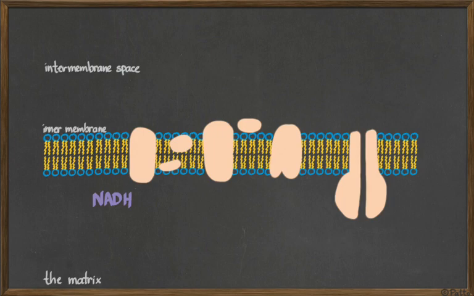Now they are brought in here and they give away the hydrogen. Remember, OIL RIG: oxidation is loss, reduction is gain. So NADH got oxidized, lost its electron, so it became NAD+. In that process, electrons go around and move along these proteins, and the movement of these electrons is enough to pump protons across, which is an active transport that, instead of being powered by ATP, is powered by electrons.